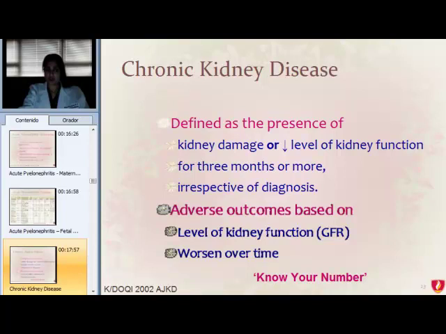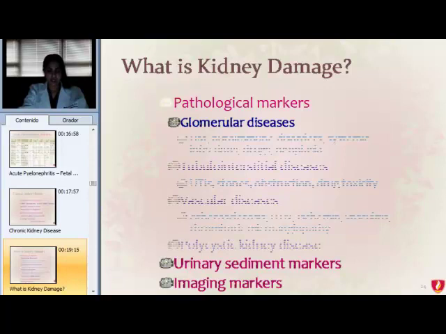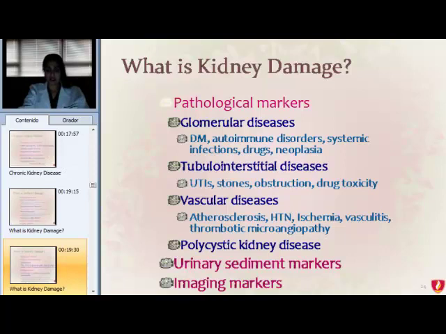So just the existence of kidney damage can result in progressive renal dysfunction. And GFR or kidney function is important because most adverse outcomes are related to level of kidney function. This only worsens over time. And KDOQI wanted people with CKD to know their number or know their GFR so we can assess adverse outcomes, and they can know that too.